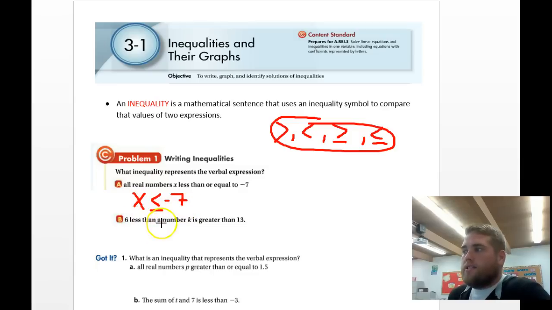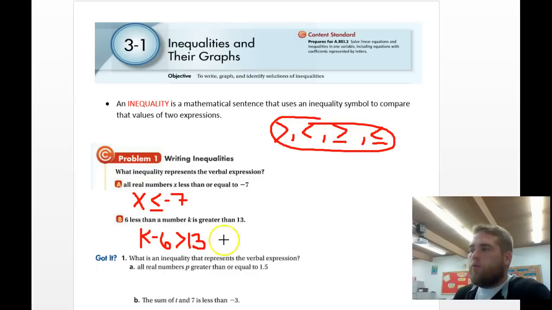Okay. 6 less than a number k. So 6 less than k would be k minus 6 is greater than 13. Okay, and right now you may be thinking, well, maybe it was 6 minus k and stuff like that. Trust me, the more we do these, the better and easier they will become for you. So right now we're just once again taking the words and putting them into symbols.